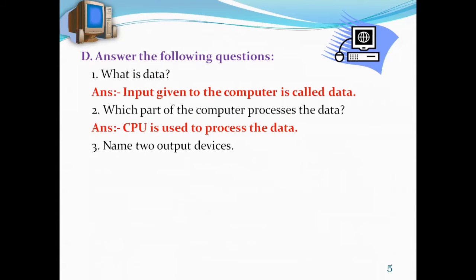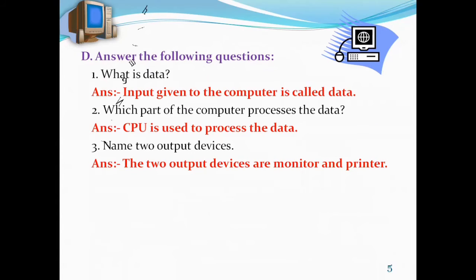Name two output devices. Tell the names of output devices. Can anyone tell? Computer and monitor. Computer is all the parts. Okay, all the parts are computer. Computer, monitor and printer. Okay, monitor and printer. The two output devices are monitor and printer.